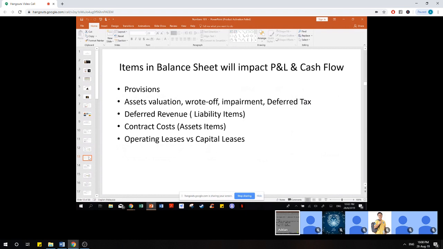For example, you are a toy manufacturer. You manufacture 1 million toys this year, but out of 1 million toys, the company makes a provision, like maybe 1% of this 1 million is defect toys. Although it's not really defective, the company already made a provision, it's a liability, and then subsequently will be expensed in the P&L. It's a non-cash expense, but it's a kind of expense for the company, because the company is trying to estimate the liability for the defect items.